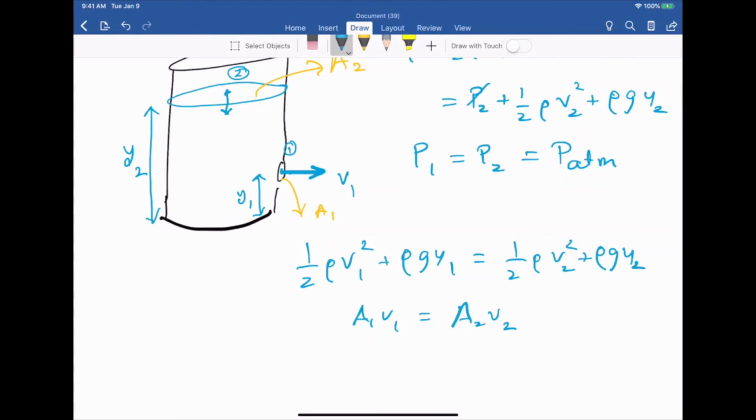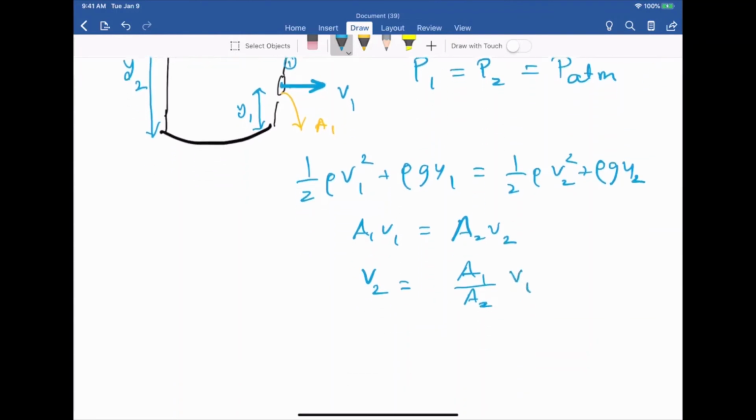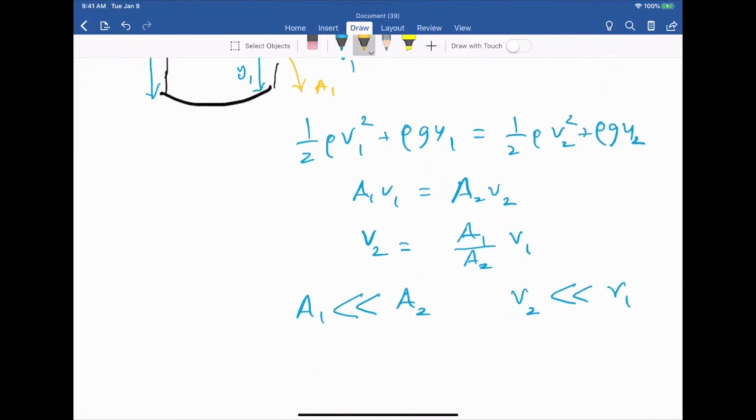So you can see that V2 is going to be much smaller than V1. Just from the equation of continuity we just wrote down, V2 is A1 divided by A2 times V1. Since the problem tells us that A1, the area of the hole, is much smaller than A2, V2 is much smaller than V1. So you can just ignore V2 in comparison to V1. You could ignore this term; it's approximately 0.